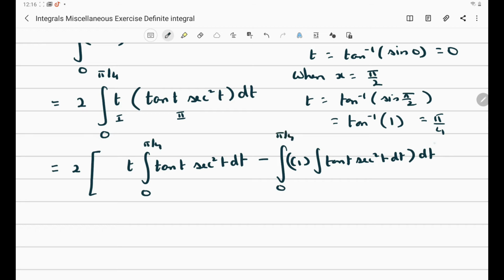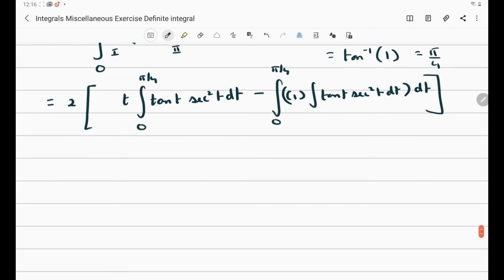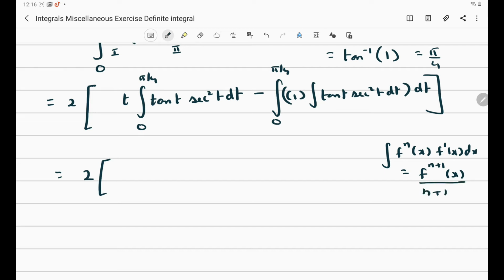So we write the limits, which is equal to 2 into, now this is in the form of f of x into f dash of x, and we know that integral of f power n x into f dash of x dx is equal to f power n plus 1 of x by n plus 1 plus c.